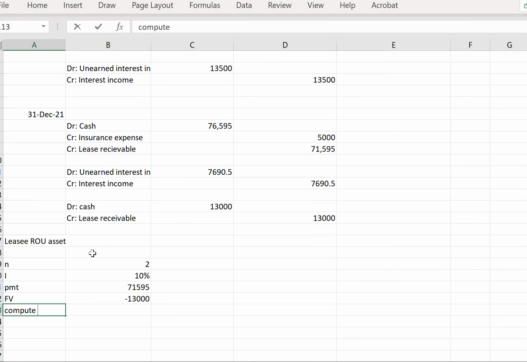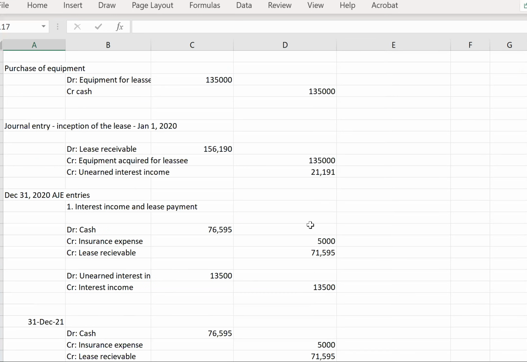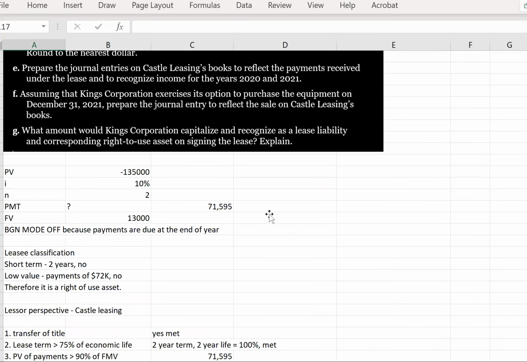So if we go compute present value, of course with begin mode off, because the payments are due at the end of the period, we are going to have a present value of $135,000. So they'll have a right of use asset and a lease liability of $135,000. And that takes us through the conclusion of this question.